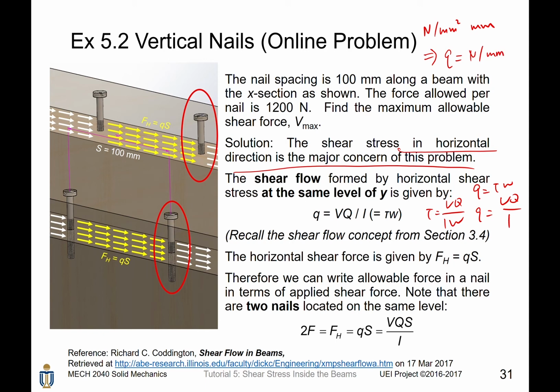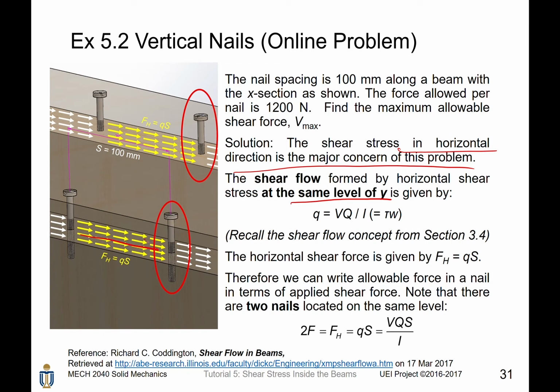So this is the concept of shear flow, and we also introduced it in the previous tutorial, so you can refer to section 3.4 for more information. But that one is for torsion. In this case, we are just talking about the pure bending, the shear flow, the shear stress caused by the pure bending, okay? On the same level of the nailing boundary, the shear flow is given by VQ divided by I.